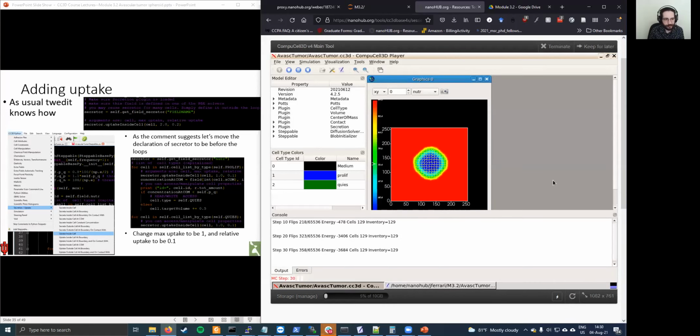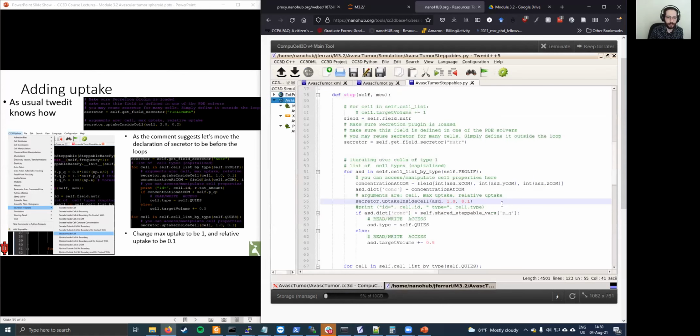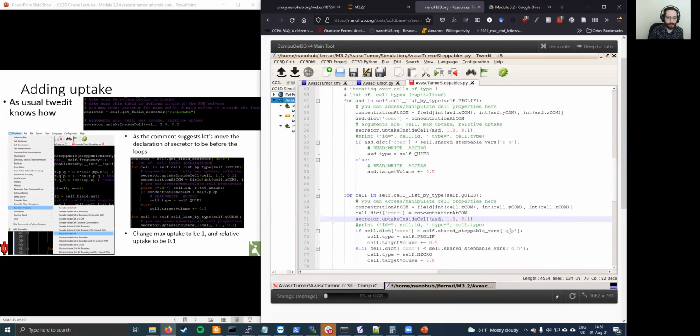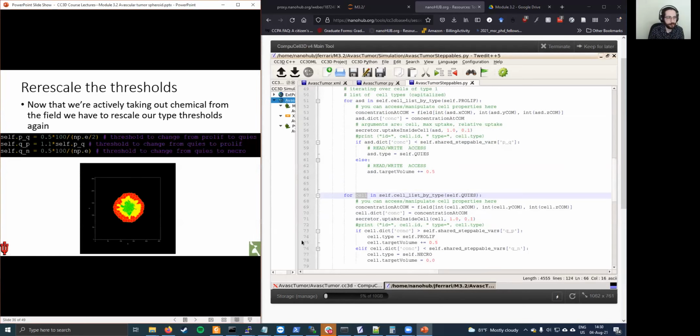And it works. But I don't want only the proliferating cells to be eating up nutrient. I also want the quiescent cells to be eating up nutrient. So I'm just going to copy over that command to be down here. And in here, it should be cell for me. I'm not changing this cell to be ASD, and please do not change any cell to be ASD in your code. Now we have both cells eating up nutrient.